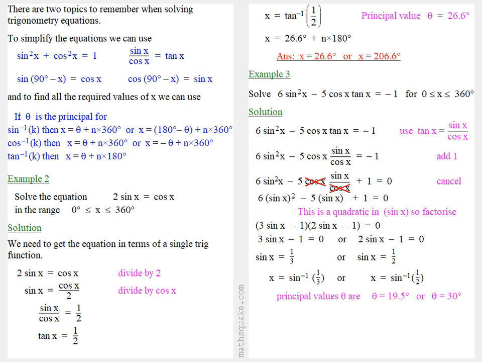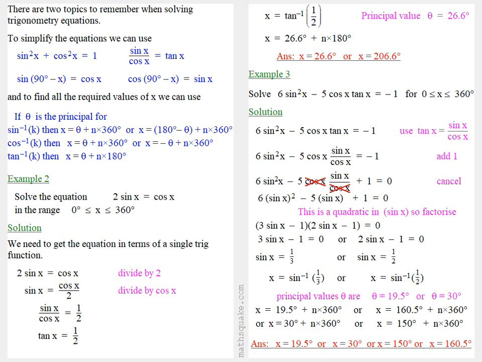Now the principal values are theta is 19.5 degrees or 30 degrees, which means x is equal to 19.5 degrees plus n times 360, or x is equal to 160.5 plus n times 360, or x is equal to 30 degrees plus n times 360, or x is equal to 150 degrees plus n times 360. So we've got four answers: x is equal to 19.5 degrees, or x is equal to 30 degrees, or x is equal to 150 degrees, or x is equal to 160.5 degrees.